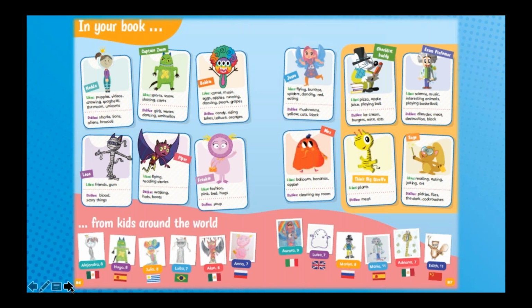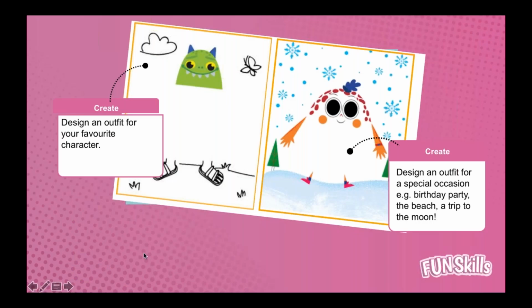Okay, so then in the book, how we use, for example, images is something like this. If we've designed the character, why don't we take this a bit further? And why don't you create an outfit for your favorite character? So again, handing it over to the children, making their own decisions about the images they see. So for example, they could design an outfit for a trip to the beach or for a birthday party, or even to go to the moon or carnival, for example, if you celebrate carnival in your country.